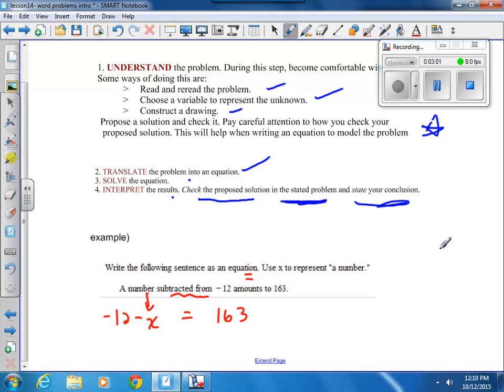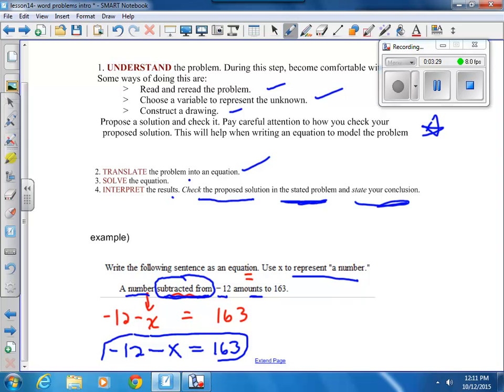Write the following sentence as an equation and use x to represent a number. So I kind of gave this one away. A number subtracted from negative 12, but notice how I had to write it. So be on the lookout for the words subtracted from. Notice a number subtracted from negative 12. It's negative 12 minus the number, and then amounts to, this means equals, 163. Okay, it didn't say to solve it. Right now we're just practicing translating.